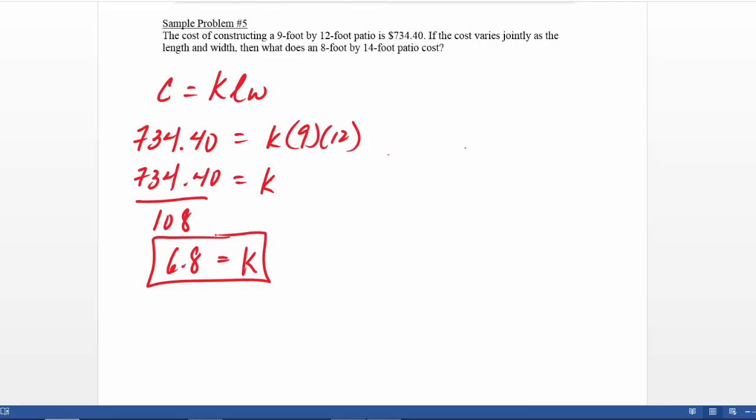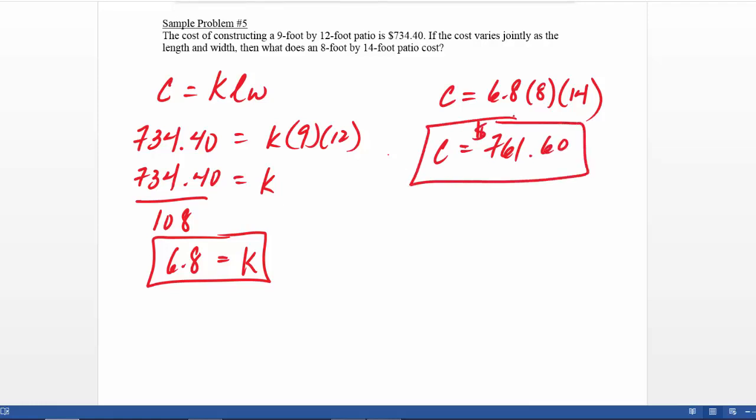Now, how are we going to use that? The question asks, what does an 18 by 14 foot patio cost? So we're looking for cost here. Now that we have a k value, we can use that to help us find the total cost of an 18 by 14 foot patio. So in this case, we have $761.60. And that gives us our final answer.